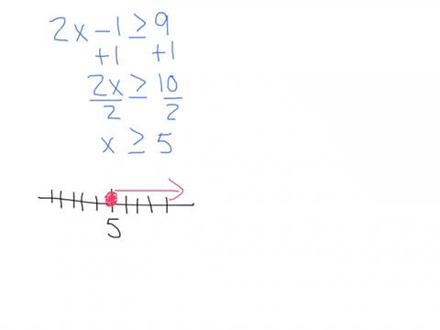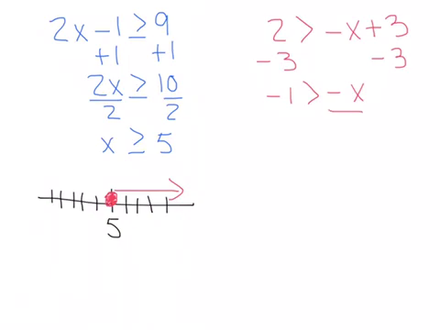My next one like this, we're going to have that 2 is greater than negative x plus 3. Again, I want to get x by itself, so I'm going to subtract off 3 from both sides. I'm going to get that negative 1 is greater than negative x. I'm not done yet. I have x, but I have negative x. So again, I want to divide both sides by negative 1. Remember, when you divide by a negative number, you have to flip the inequality.